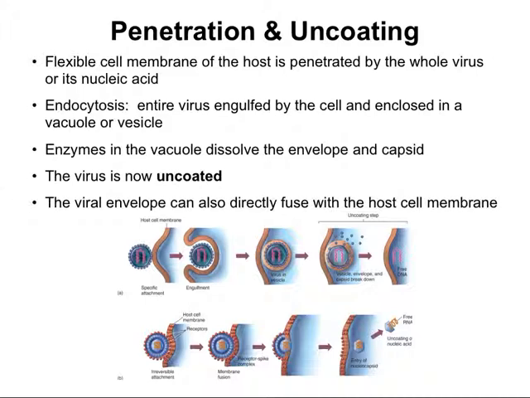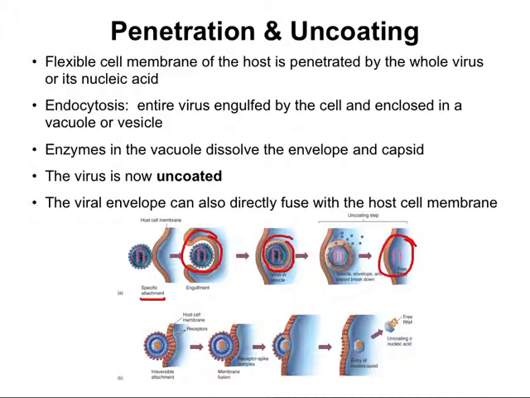The flexible cell membrane of the host is penetrated by the whole virus or its nucleic acid, where the capsid stays on the outside. We can see endocytosis, where the entire virus is engulfed by the cell. In this image here, we can see the specific attachment that the virus is being fully engulfed by the host cell. After it's fully engulfed, it's contained in a vacuole or a vesicle, and enzymes within the vacuole will dissolve the envelope and the capsid. At this point, the virus is uncoated, and we have free DNA within the cell.